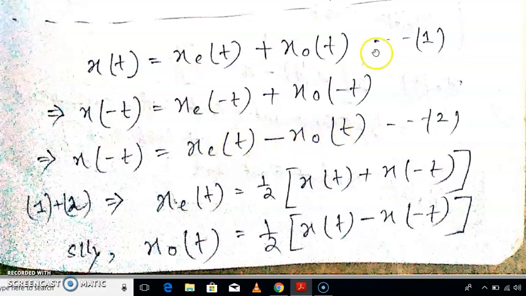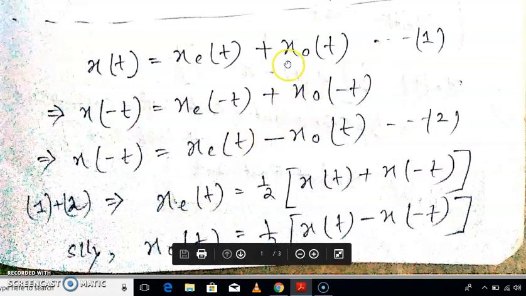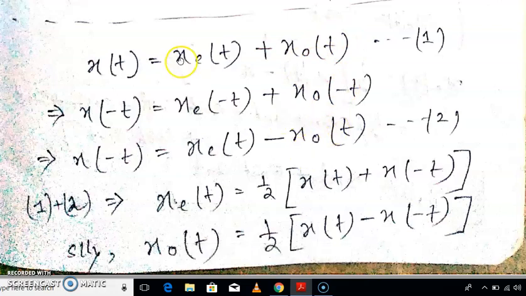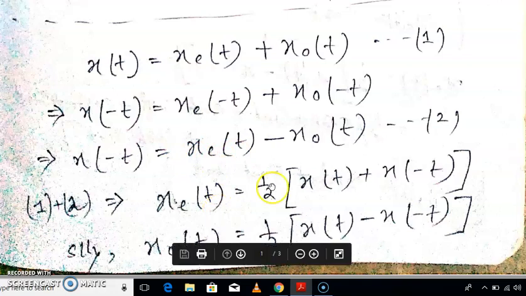So if we add those two equations 1 and 2, then x_o(t) will cancel out and 2x_e(t) equals x(t) plus x(-t). So from there you can find out x_e(t) equals half of x(t) plus x(-t).